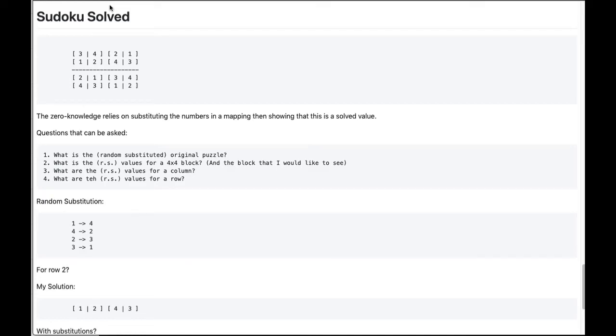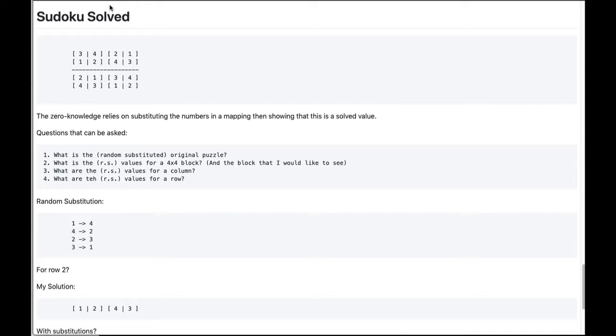Okay, let's start out with a solved Sudoku. So given those original numbers, here's the solution to the Sudoku puzzle. A 2 by 2 is pretty easy. It takes 3 minutes to solve as a human being, and we've got a solution.